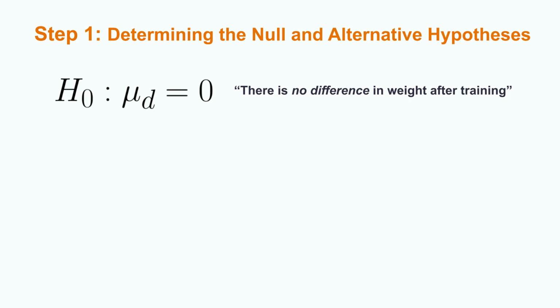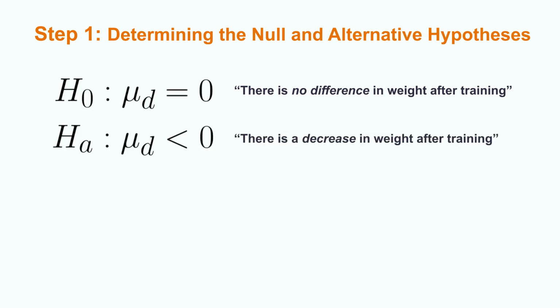The alternative hypothesis can be one-tailed or two-tailed. One-tailed hypotheses can be left-tailed or right-tailed. For example, if we think that our clients will lose weight during their personal training sessions, we would use a left-tailed alternative hypothesis, which is denoted with a less than sign.